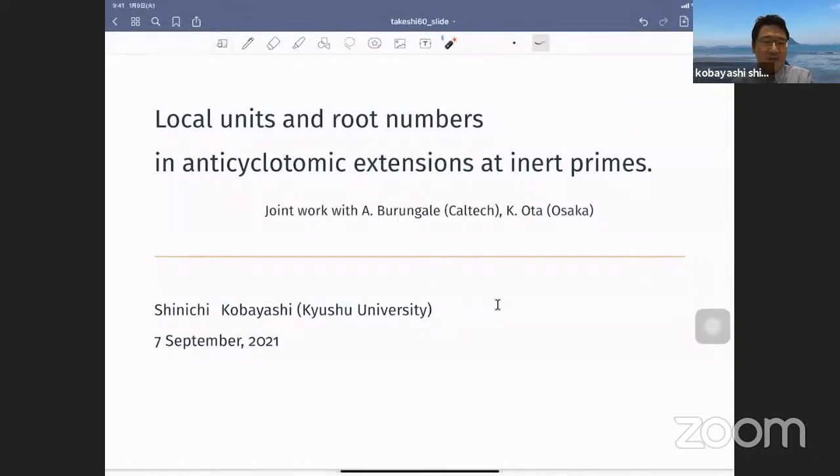Actually, Takeshi has many students studying various topics in number theory. And as Professor Kato pointed out before his talk, Takeshi accepted various students and raised many mathematicians. I'm proud that I was his student, and it's my great pleasure to talk at his 60th birthday conference here. Thank you. Okay, so let me start.